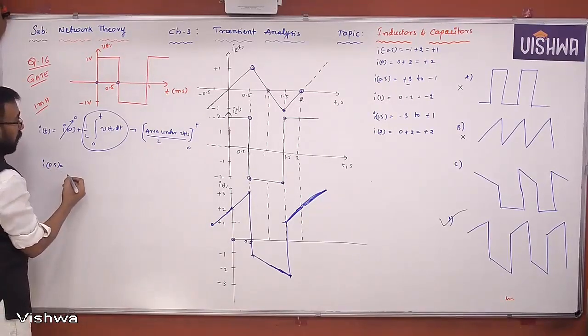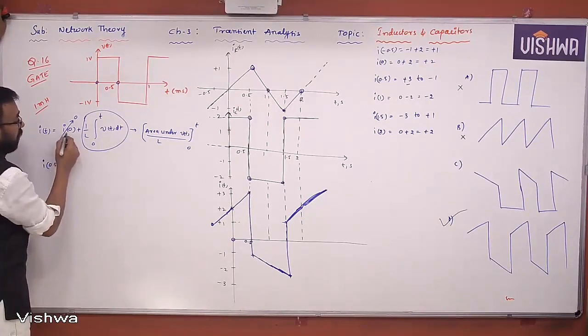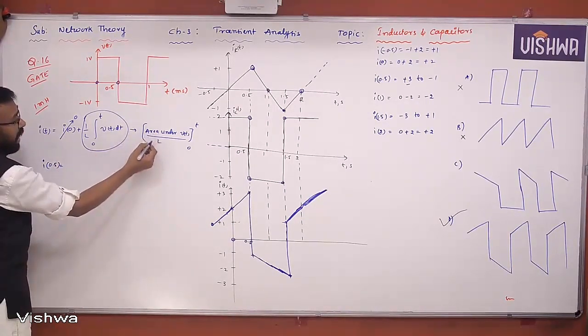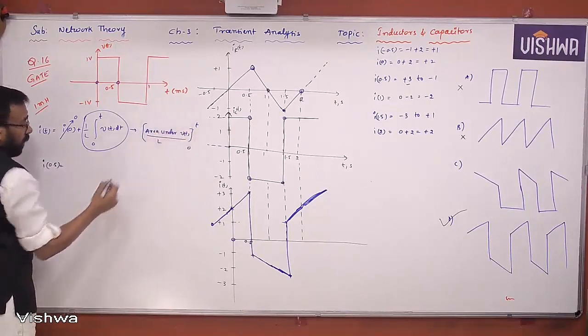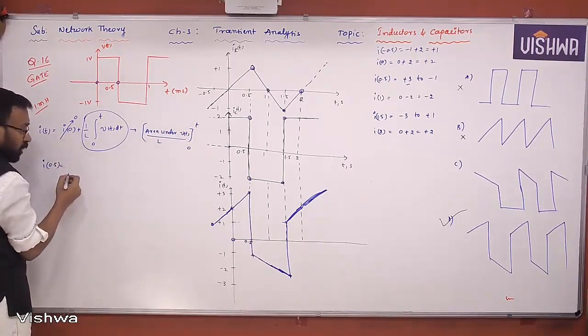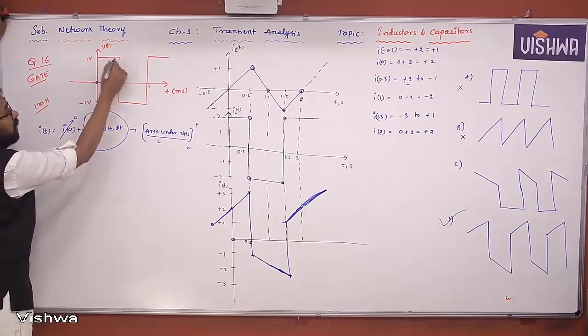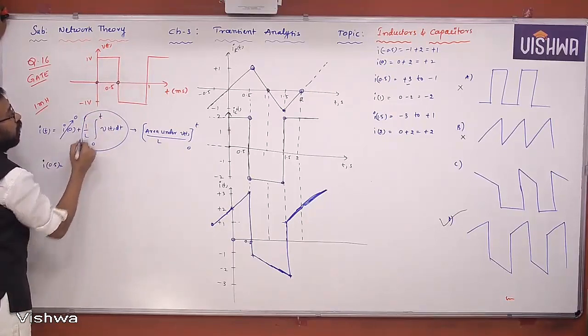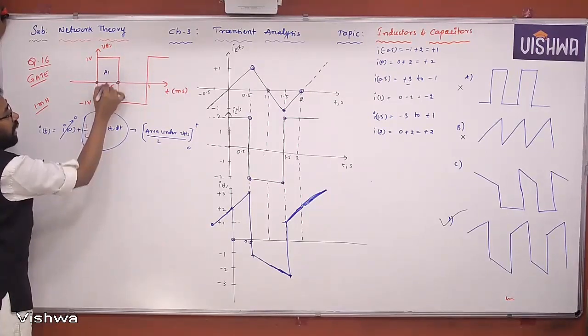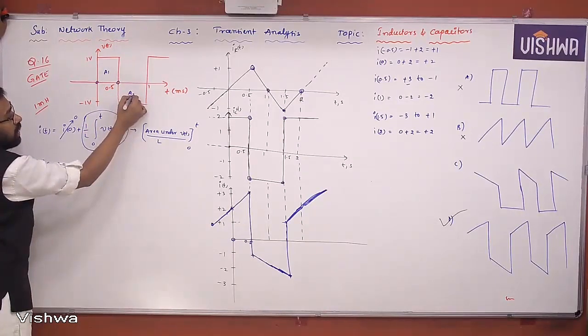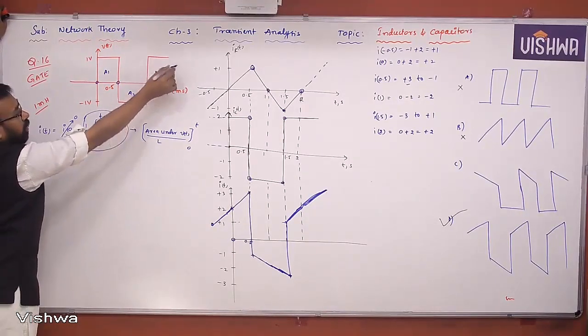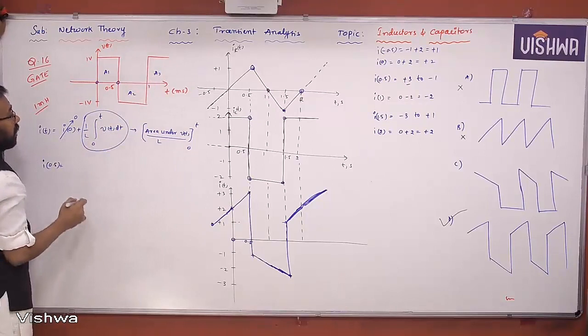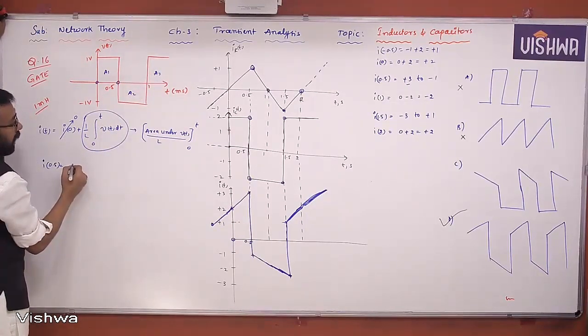I of 0.5 is nothing but I of 0 plus the area under the curve from 0 to 0.5. Yes or no? But I of 0 is already 0. Therefore, how much is the area here? The area you got here is A1, let us say. This is A2, and this is A3. We don't need that part actually. So A1 divided by L.